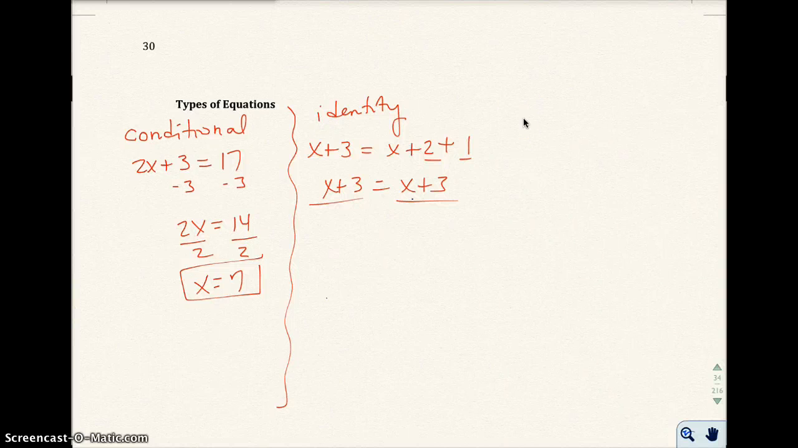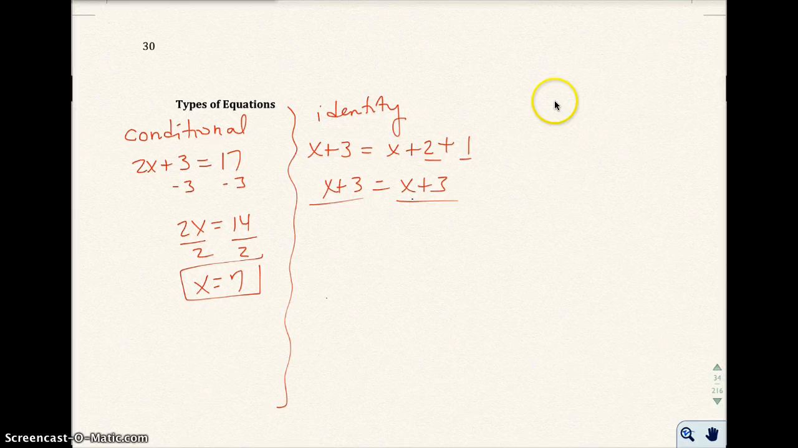Okay, in the last video, in part 2, I just got started talking about the identity equation. Here's an example of an identity equation, and you might not see it right away. When I start to solve it, I combine like terms on this side, and I get 3 here. And I notice that x plus 3 equals x plus 3 is identical on both sides of the equation. Some students might see that right away.